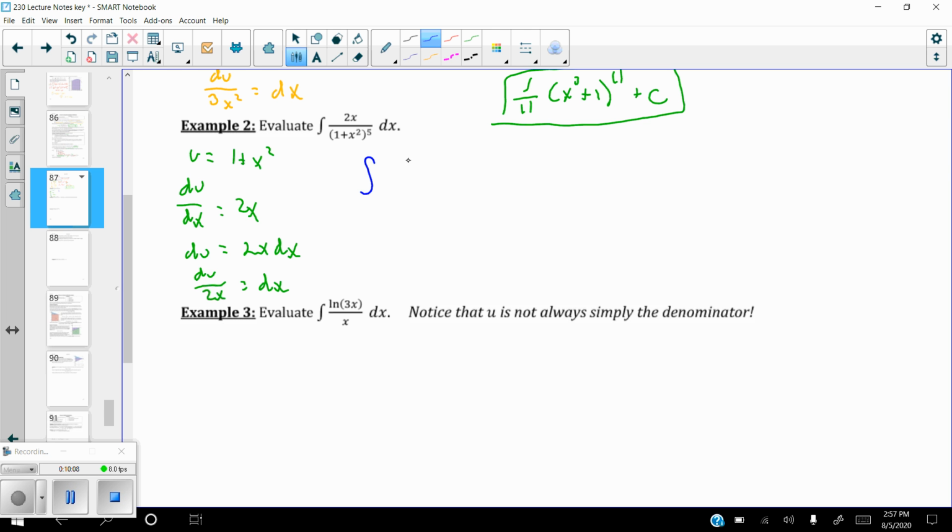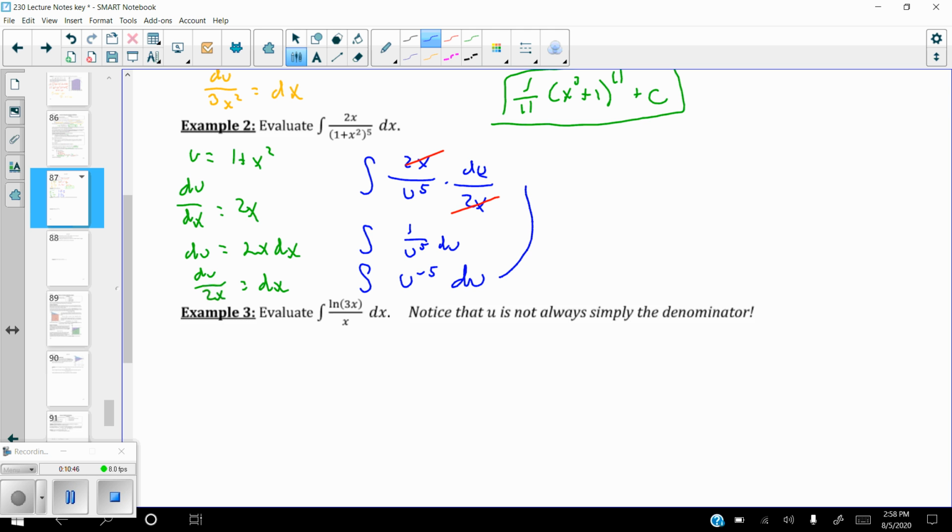So I'm going to have the integral of 2x divided by, u was 1 plus x squared, so now that'll be u to the 5th, and then times my dx, which is du over 2x. And again, as you can see, the 2x's will cancel out. So now I am left with the integral of 1 over u to the 5th du. And I'm going to rewrite that because 1 over u to the 5th is going to be easier to take an antiderivative of if it is u to the negative 5 du.